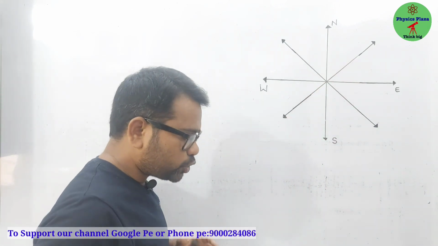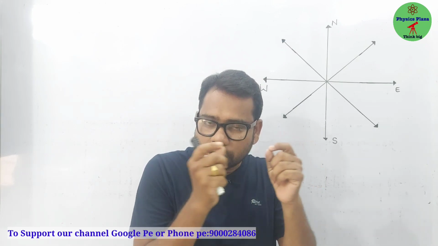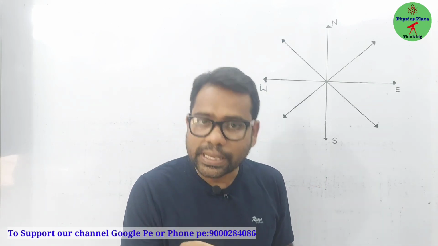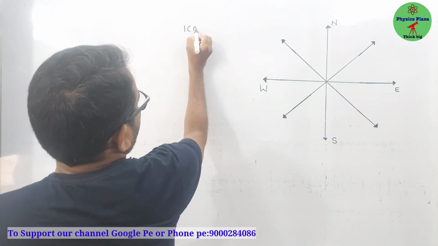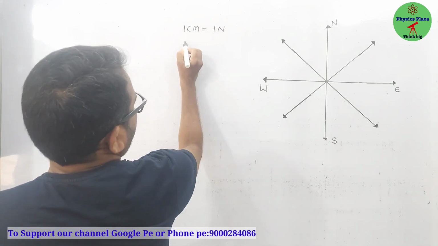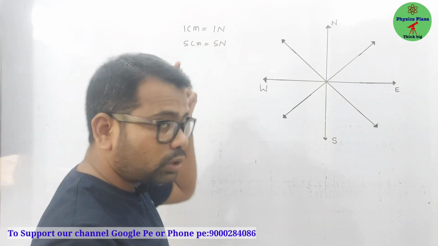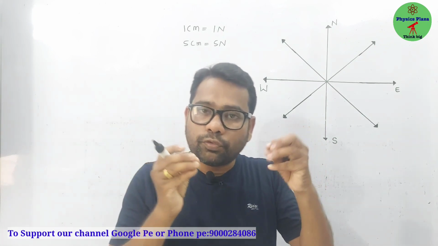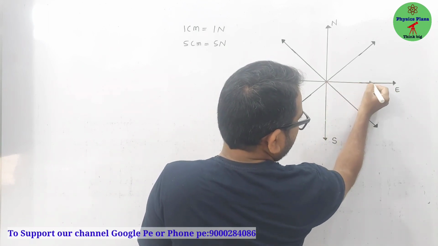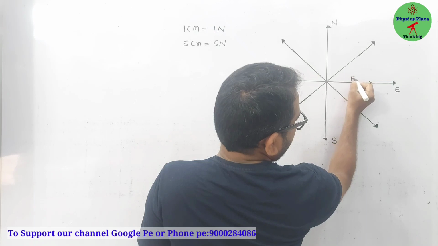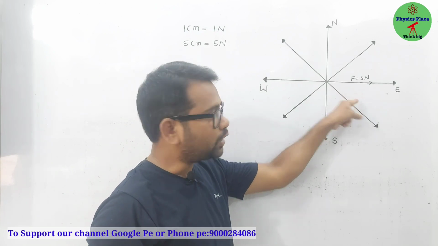So children, whenever we're talking about any vector, suppose let us take a force. Suppose it is given that a 5 newton force acts on a body in the east direction. So we will take a scale, right? Suppose 1 centimeter is taken as 1 newton, then 5 centimeters will be equal to 5 newtons. So when you want to draw a force vector with magnitude 5 newtons towards east, we will take 5 centimeters, let us say F is equal to 5 newtons, which means a 5 newton force is acting towards east.